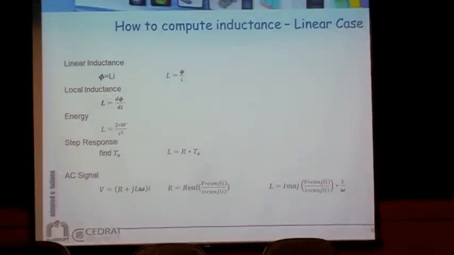And then at the end, I can put a little AC signal. I'll put whatever frequency, it doesn't really matter. Usually, you put it small so that there is no saturation. And if I do this, then I get that V is equal to (R plus jLω) times I.